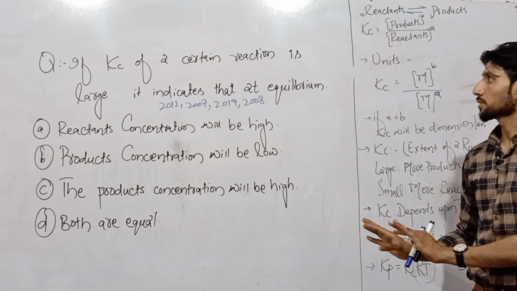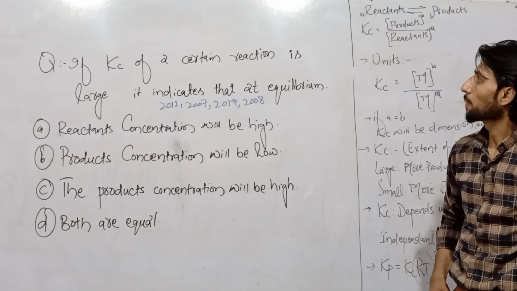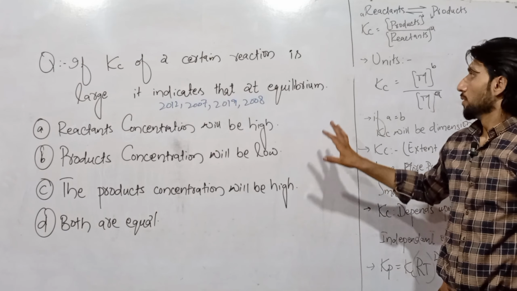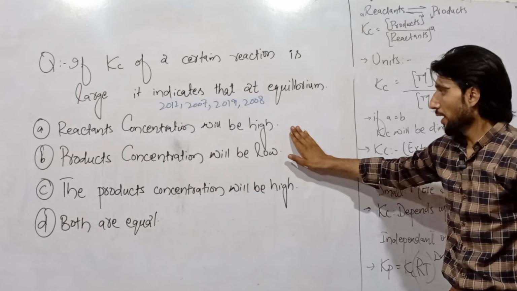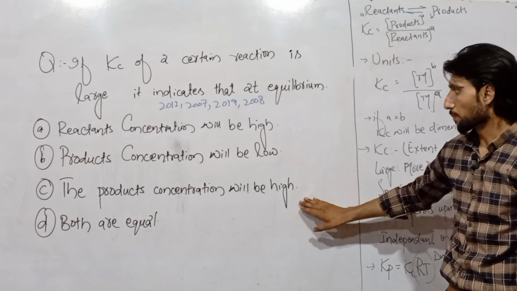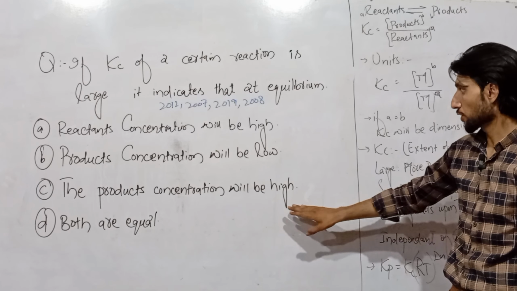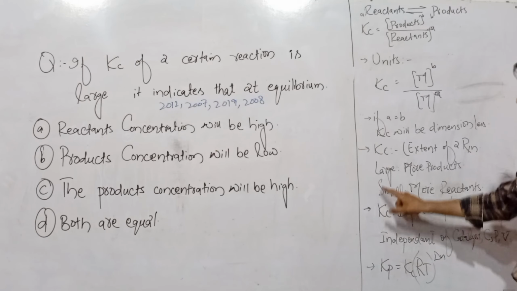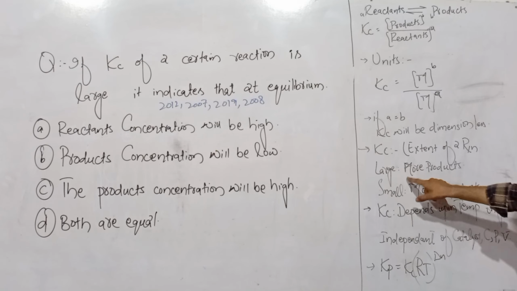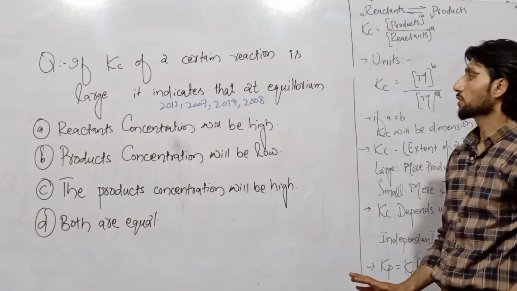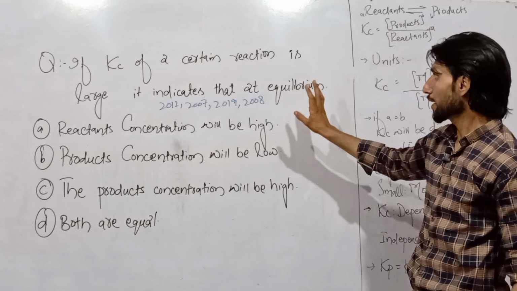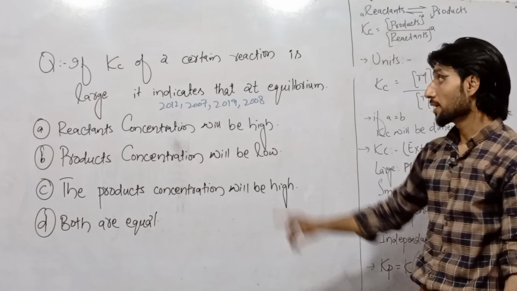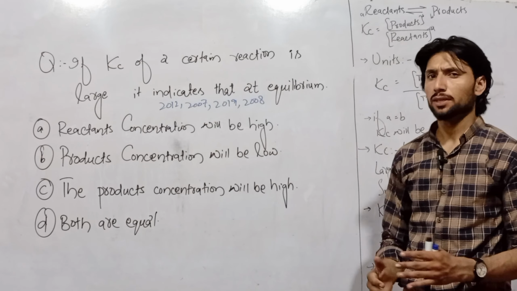You must look at this question first. It says that if the Kc of a certain reaction is large, it indicates that at equilibrium, the reactant concentration will be high, the product concentration will be low, the product concentration will be high, or both are equal. We have already mentioned it. If Kc is large, more products are formed. So if the Kc value is very high, the product concentration will be high. So this is our answer.